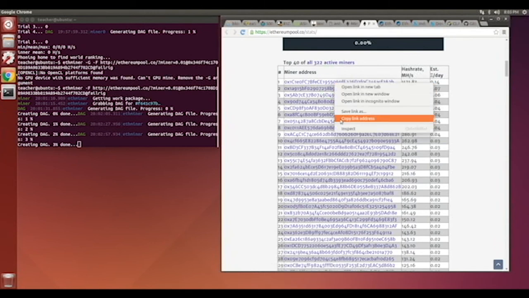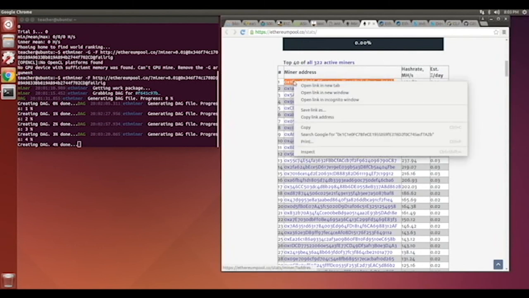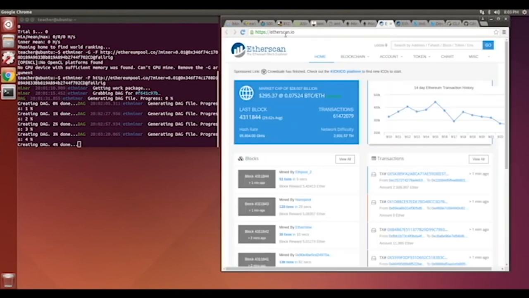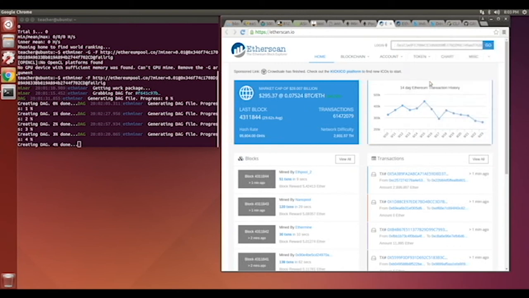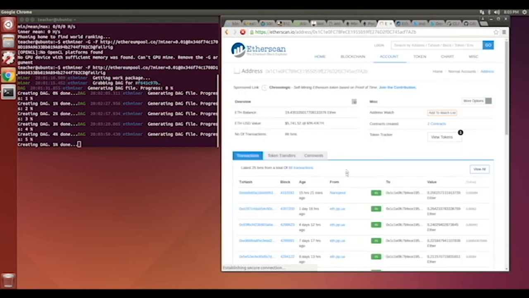So I'm just curious. I'm going to copy this text and go over here to Etherscan. And if you're not familiar with Etherscan, this is a way to explore the Ether or Ethereum blockchain. So what we can do is put this guy's Ethereum address in there, and we can actually see on the blockchain what's going on.